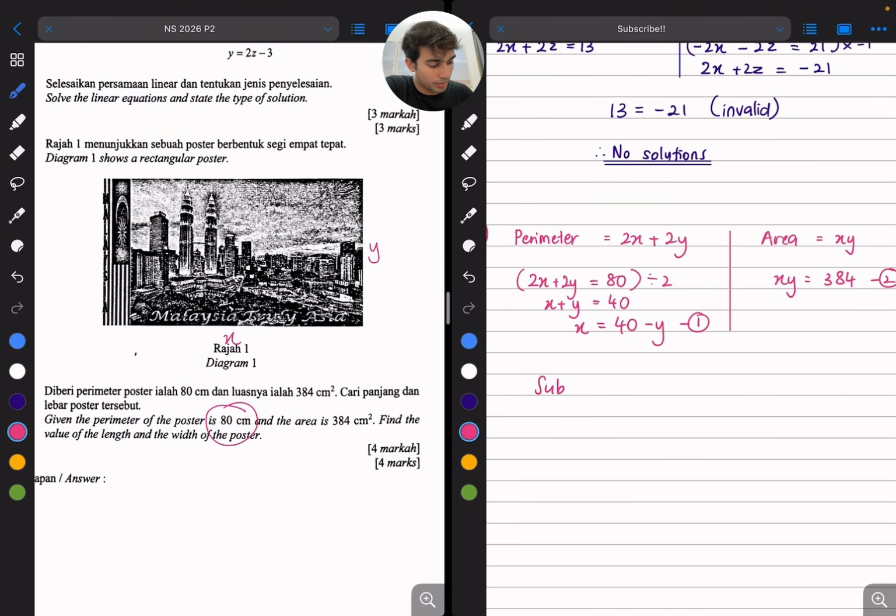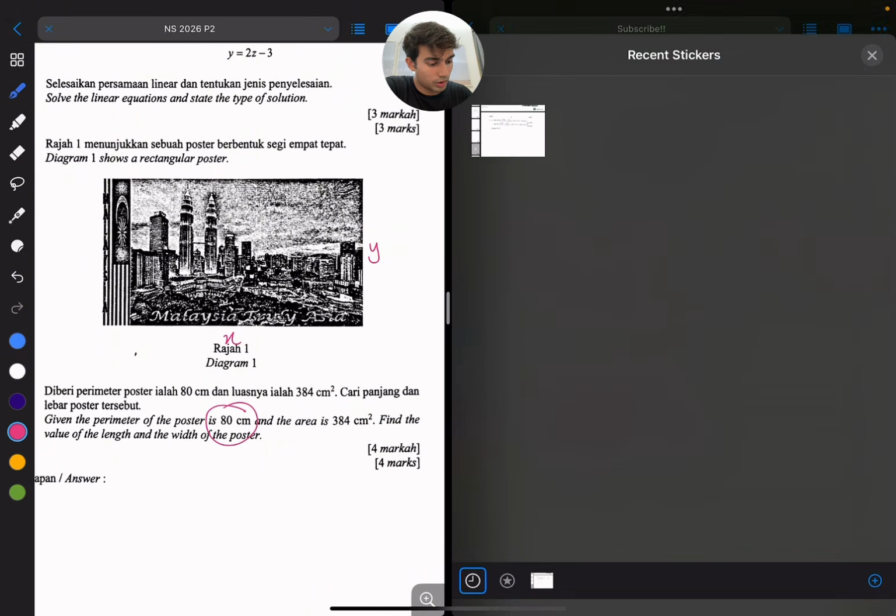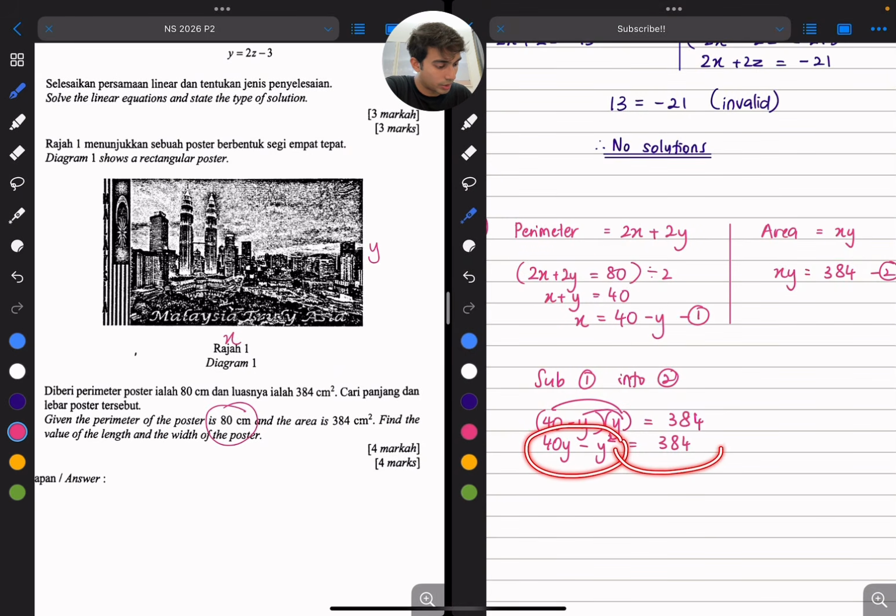So next we sub 1 into 2. We take this x and sub it into this x. So we get 40 minus y, times y, equals 384. Then we can expand and solve this. So 40y minus y square is 384. All this we can bring over this side. So we get y square minus 40y plus 384 equals 0.